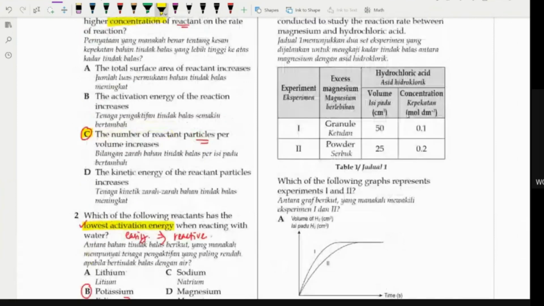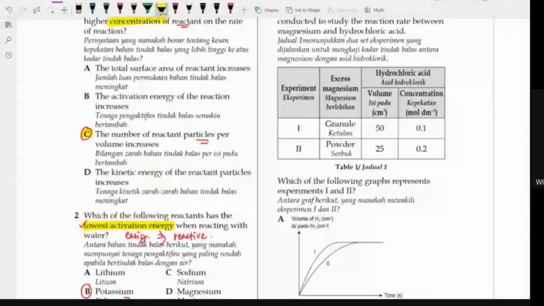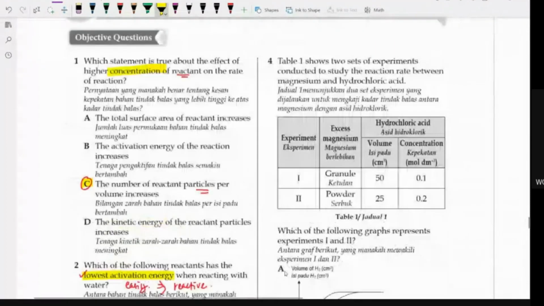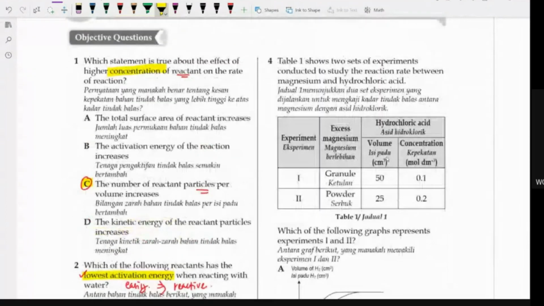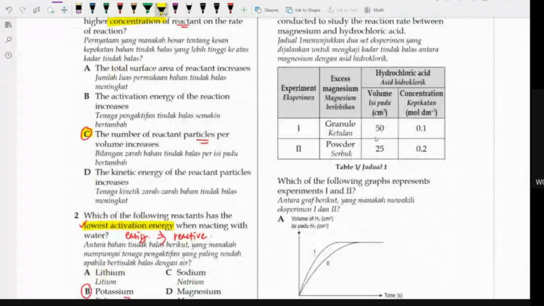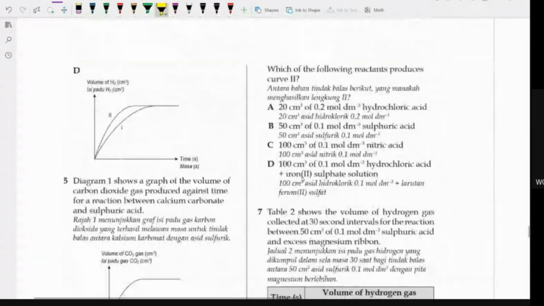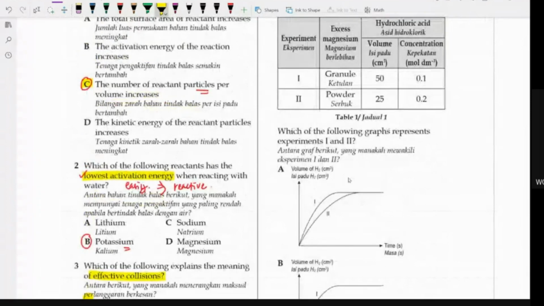Okay, number 4. Before we look into the question, what is the answer? Which one is correct? Reduced powder, volume, concentration. Which one is your answer? A, B, C, or D? You have to know how to analyze these. Let me see.